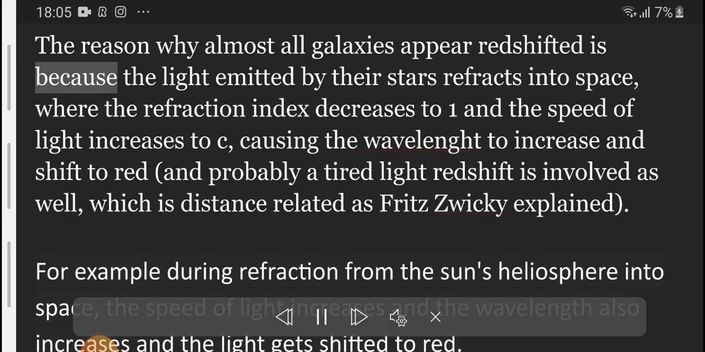The reason why almost all galaxies appear redshifted is because the light emitted by their stars refracts into space, where the refraction index decreases to 1 and the speed of light increases to c, causing the wavelength to increase and shift to red, and probably a tired light redshift is involved as well, which is distance related as Fritz Zwicky explained. For example, during refraction from the sun's heliosphere into space, the speed of light increases and the wavelength also increases and the light gets shifted to red.